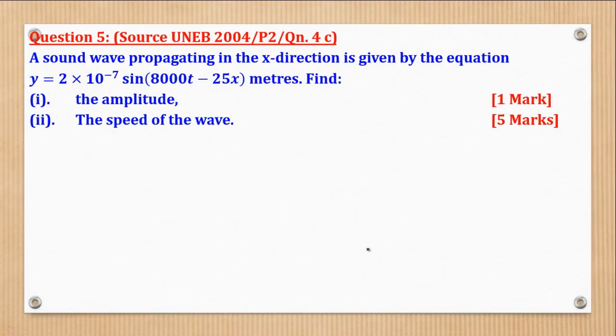That was question 4. What about question 5? Question 5 came from UACE of 2004, paper 2, question 4c, and it says, a sound wave propagating in the x direction is given by this equation. Find, Roman 1, the amplitude and Roman 2, the speed of the wave.